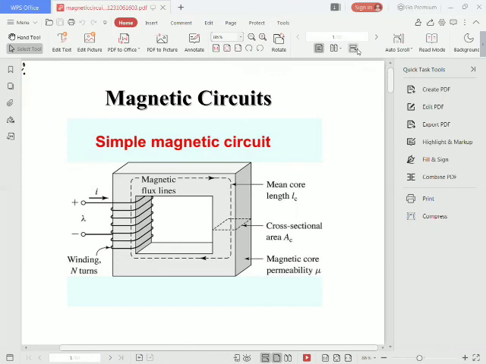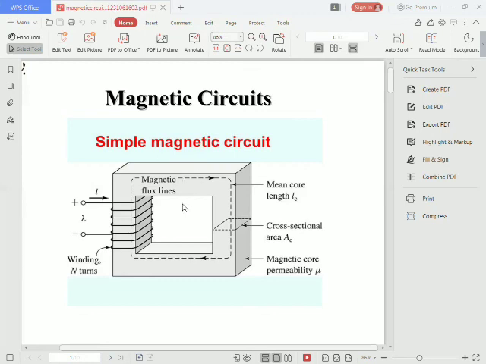This figure shows the simple magnetic circuit. A magnetic circuit is defined as the closed path followed by the magnetic lines of force, that is flux. This is very similar to the definition of electric circuit, which states that the electric circuit is the closed path provided for an electric current. The quantities associated with the magnetic circuits are MMF, flux, reluctance, permeability, etc.